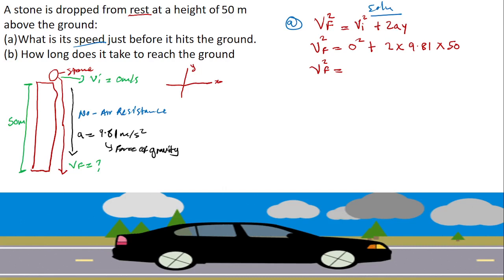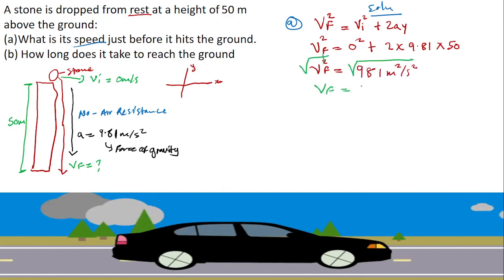So your final velocity is simply equal to the square root of 981. What are you having? 31.32091953. Okay, so we're just going to say 31.3 meters per second. So this was the final velocity before this particular stone hit the ground. Before it hit the ground, this was the velocity.